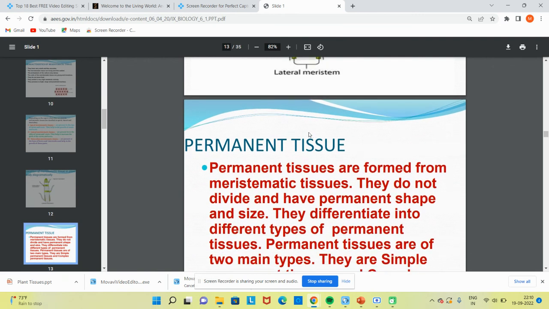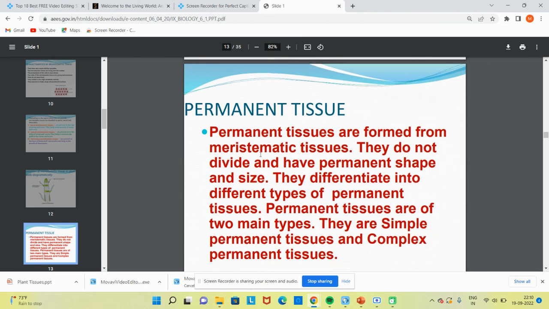The main function of the meristematic tissues is a continuous state of division, whereas the other one is permanent tissues. Permanent tissues are formed from the meristematic tissues only, and they do not divide and have a permanent shape and size. They give permanent shape and size to the plant, and they differentiate into different types of permanent tissues.